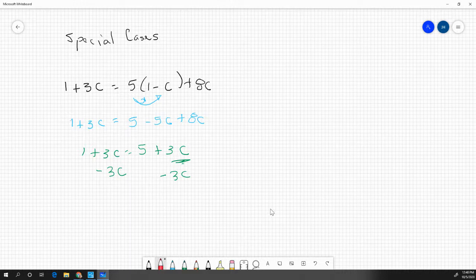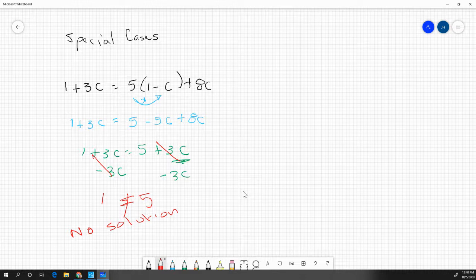And when I do that, I am left with 1 equals, these cancel, right? And these cancel. I'm left with 1 equals 5, and that is not a true statement, right? 1 does not equal 5. So in this case, we have no solution, right? If you are left with 2 numbers at the end that aren't equal to each other, we don't have a solution, right? We lost all our variables. So unless that came out 5 equals 5 or 1 equals 1, we have no solution.